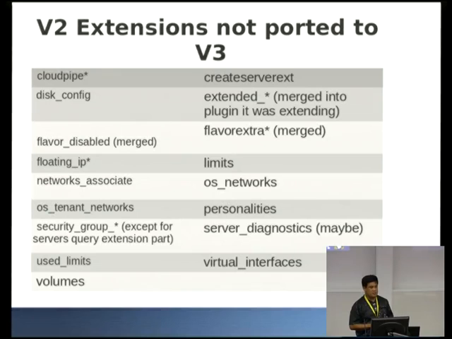And then there's others like personalities, which there's alternatives with, like the cloud init stuff now, so you don't need it anymore. And it's always been a bit of a security issue. Some of the limit stuff has been rolled into quotas because we're kind of reporting the same information through two different areas, and so it's been amalgamated into one.